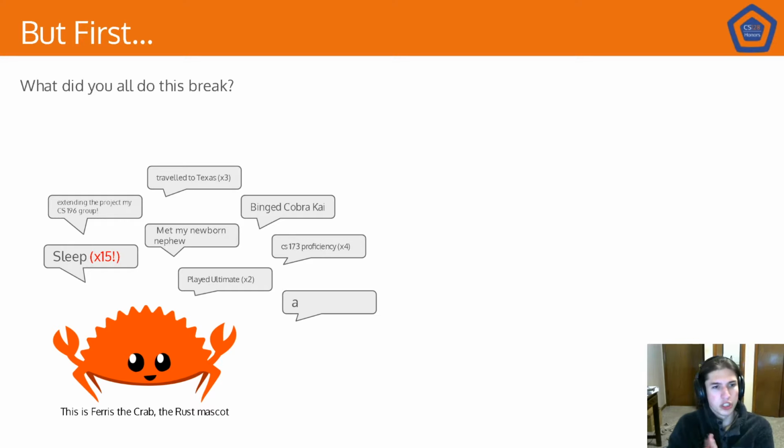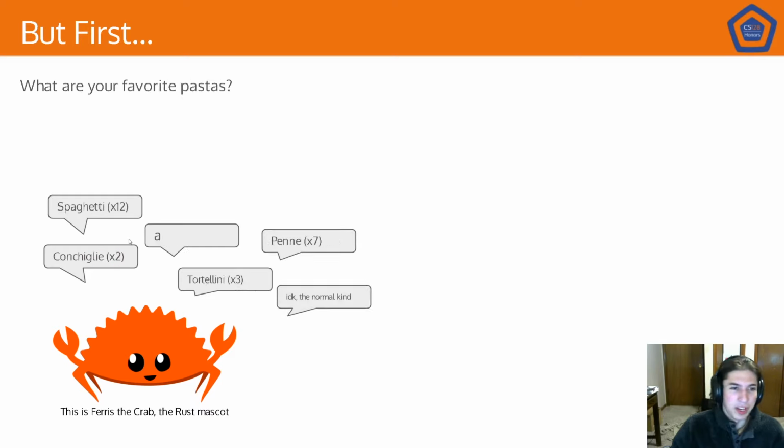So, what'd you all do this break? A lot of sleeping, which is really nice. Three of you, interestingly enough, traveled to Texas. A couple of you studying for the CS 173 proficiency. Good luck. I hope you did well. And then one of you just put the letter A for everything, which I just thought was funny. Obviously it doesn't really matter, but if you come up with something creative, it makes me smile. But nonetheless, putting A for all of these answers was pretty funny. So what were your favorite pastas? Spaghetti, penne. Three people got the right answer and put tortellini, and then the letter A.